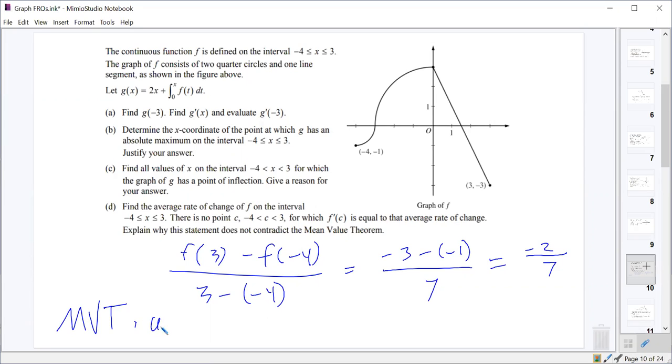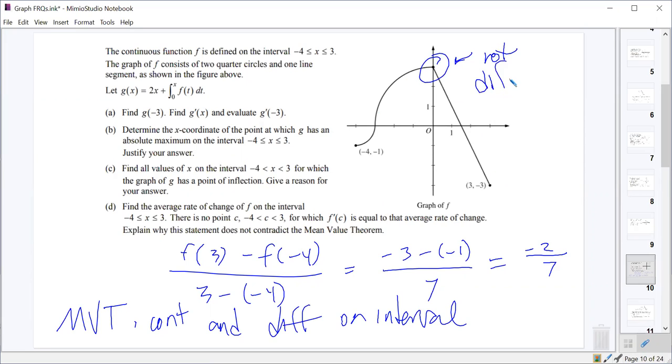And the reason why that doesn't contradict the mean value theorem is that the initial conditions of the mean value theorem require that the function must be continuous and it must be differentiable on the interval. While our function is continuous on the interval, our function is not differentiable right there. The hypothesis of the mean value theorem is that if a function is continuous and differentiable on this interval, then the average rate of change must equal the instantaneous rate of change. Because we have a place where it's not differentiable, the hypotheses of the mean value theorem aren't met, and therefore it's not guaranteed, so it doesn't contradict the mean value theorem. Does that make sense?